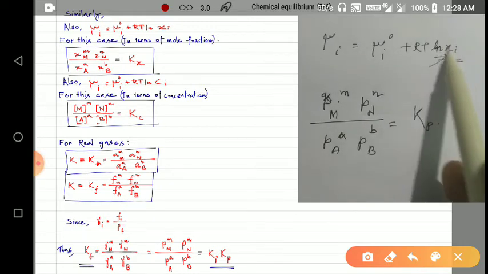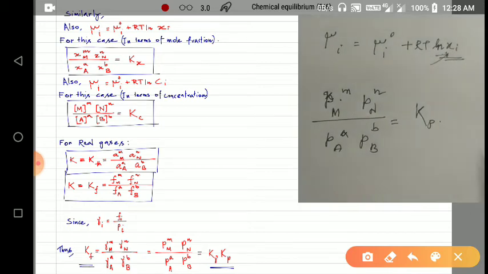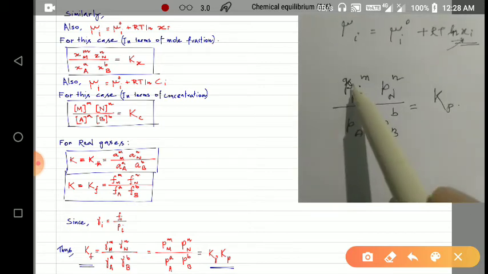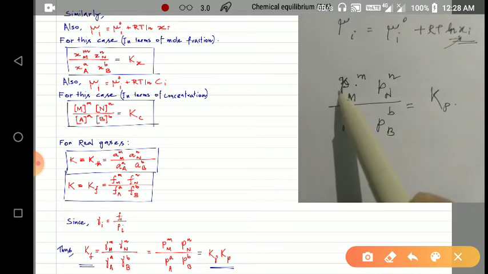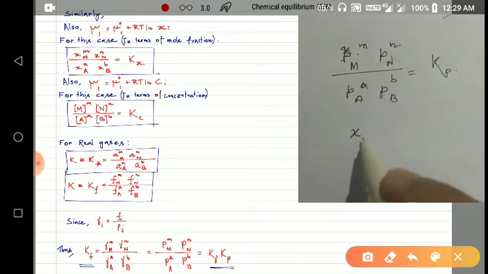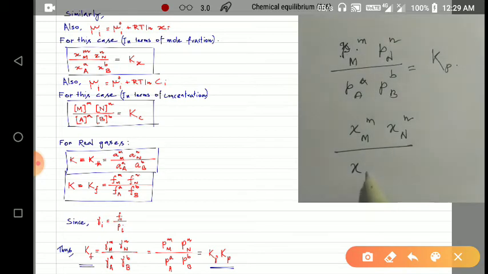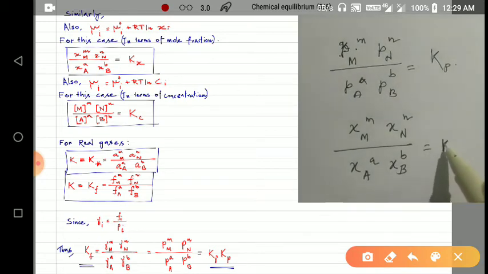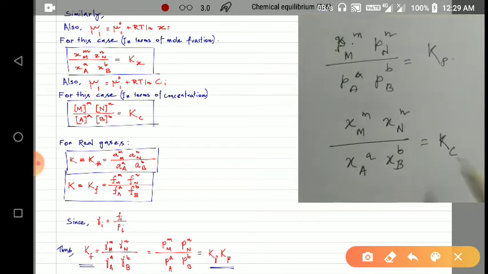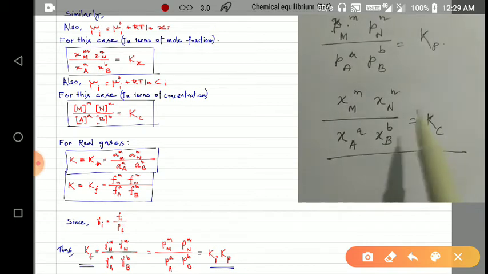If you can calculate mole fractions, then we can easily replace this one. In place of p, we have to write x, that means the mole fraction. So we can write x_M to the power m, x_N to the power n, divided by x_A to the power a, x_B to the power b, is equal to k. But here in place of p we can write c. So this is also true.